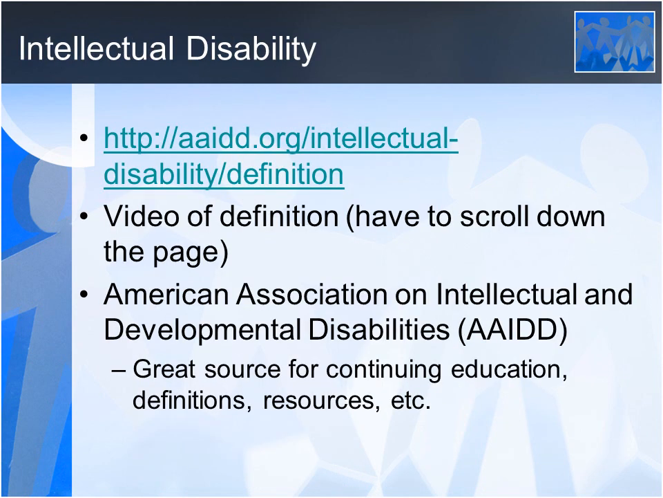Here's a website. I'm not going to click on it because I don't think it'll work with the voiceover, but it will be on your handout, so feel free to click on it. If you scroll down the page, there's a video demonstration or video definition where they go over the definition of intellectual disability. Again, it's on the American Association on Intellectual and Developmental Disabilities website. Again, a great resource. They have continuing education, they have resources, they have all kinds of really cool things on this site.